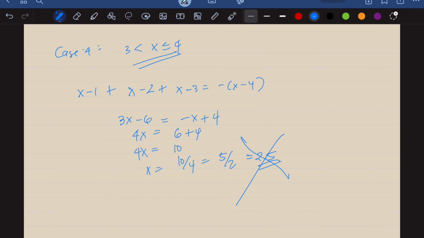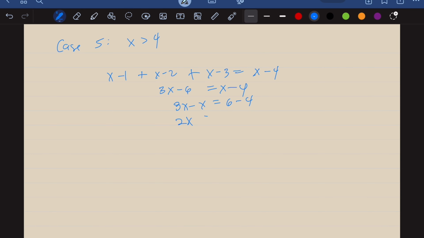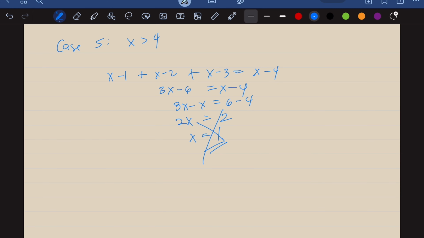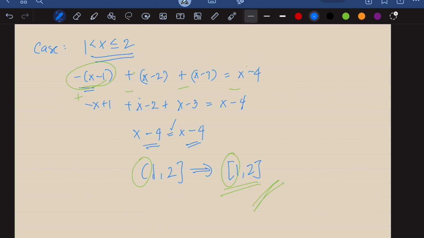Okay? Lastly, we go to the last case. Case 5 is x greater than 4. We have here all terms positive. Again, I'll just do this quickly because we have seen this before. 3x minus x equal to 6 minus 4, 2x equal to 2, x is equal to 1. Note that 1 is not within this interval, so therefore this is not a solution, at least for this case. Although we have found this already to be a solution anyway for the previous part. In the first case, we have found that here.